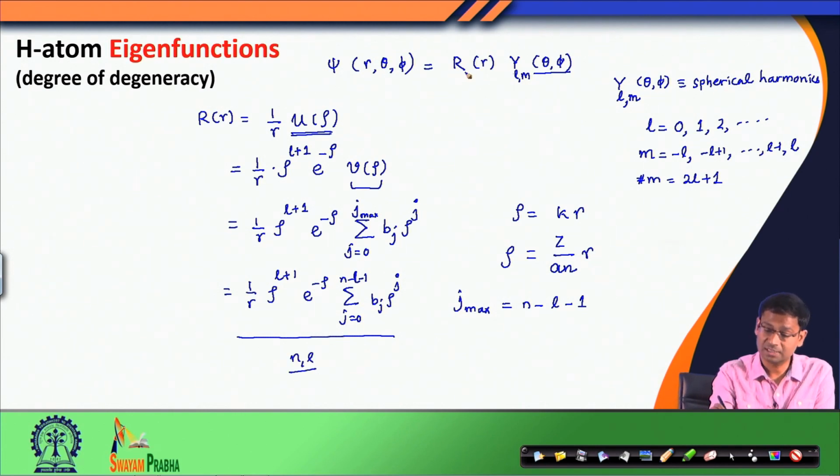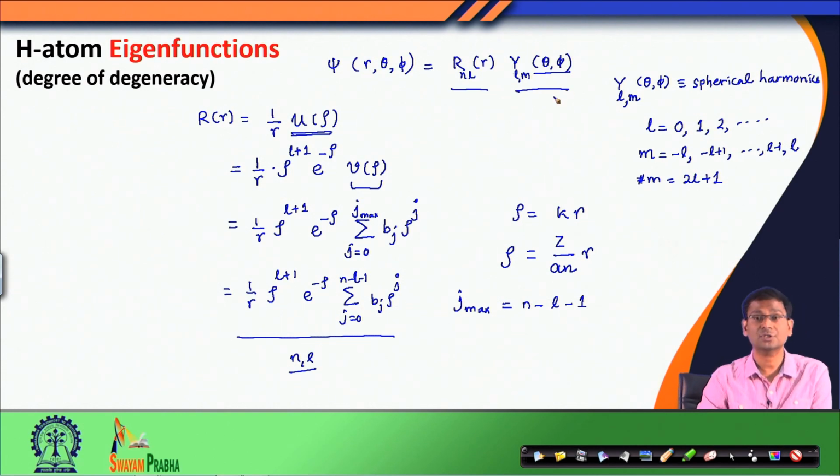So, we give these indices n, L to this radial function. Now we have two functions, one radial and another angular. The radial function depended on n and L, and the angular function depended on L and m.